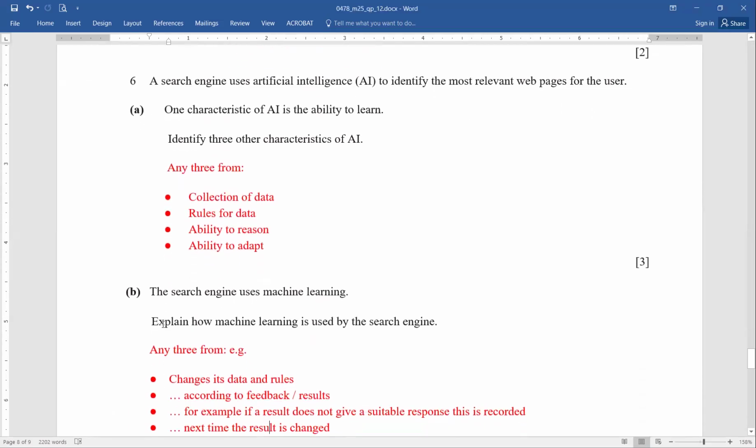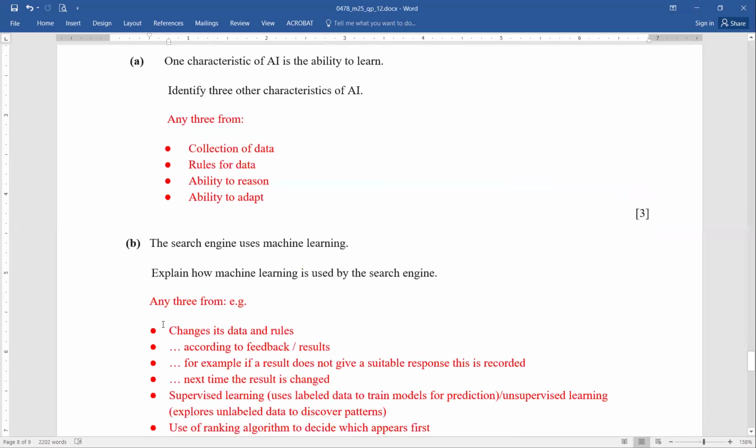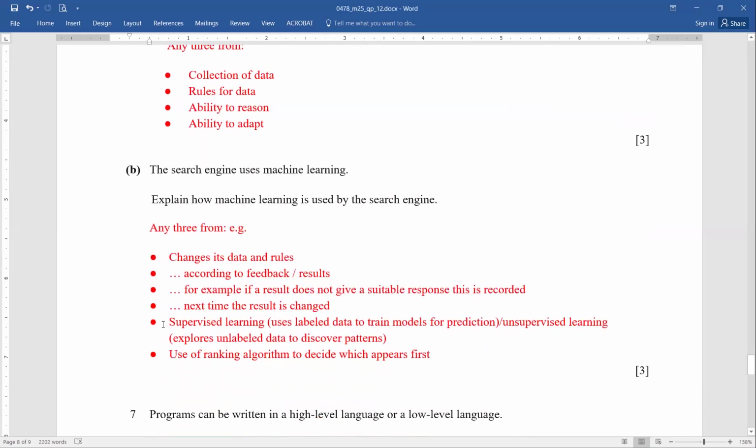Okay. The search engine uses machine learning. Explain how machine learning is used by the search engine. Now, it's a 3-mark question. Now, just be clear. Questions are nowadays coming from this chapter number 6, AI, machine learning, expert systems. So be cautious that you have to prepare your answers so well and you have to explain them so well that the examiner gives you marks. So how will you score?